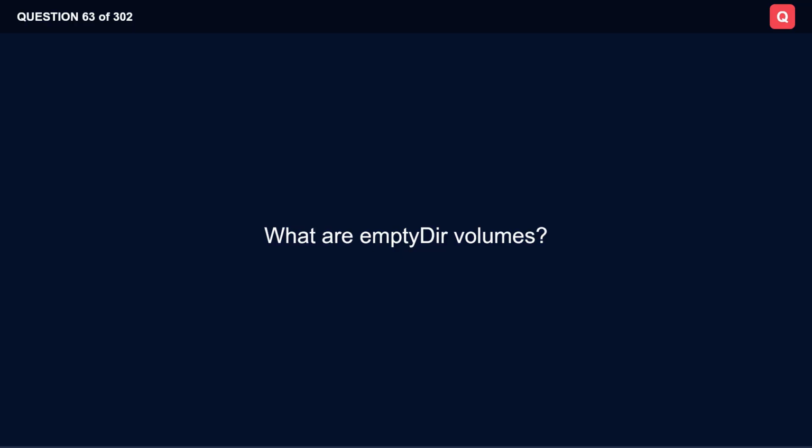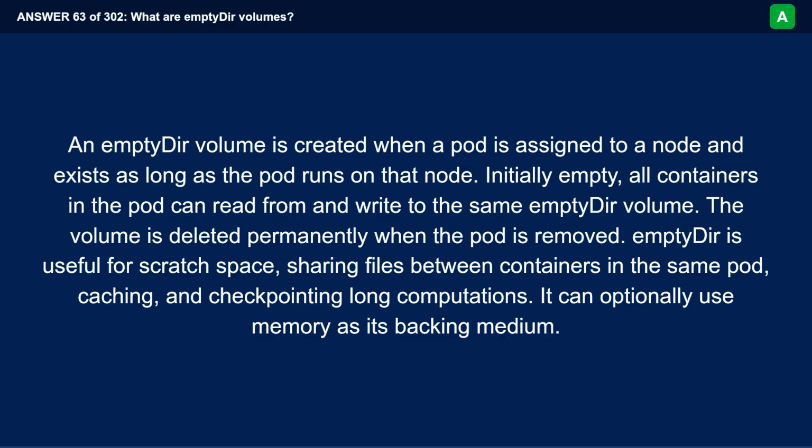What are emptyDir volumes? An emptyDir volume is created when a pod is assigned to a node and exists as long as the pod runs on that node. Initially empty, all containers in the pod can read from and write to the same emptyDir volume. The volume is deleted permanently when the pod is removed. emptyDir is useful for scratch space, sharing files between containers in the same pod, caching, and checkpointing long computations. It can optionally use memory as its backing medium.